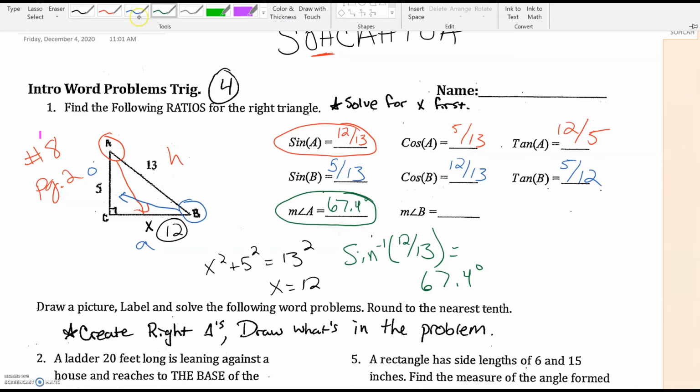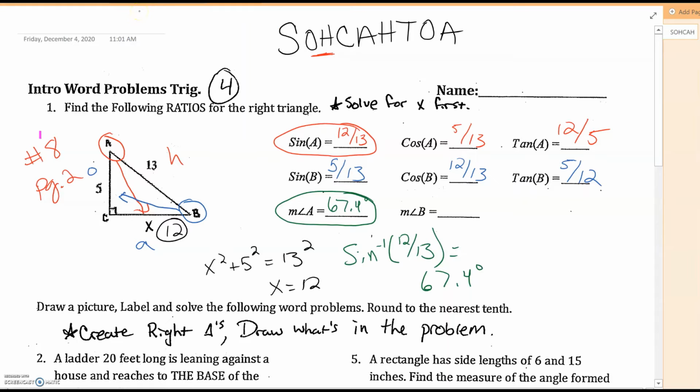Now if I need angle B, I can use any of these that have angle B in them. So maybe I do sine inverse of 5 over 13, which would give me something like 22.6. Which should make sense because these two need to add up to 90 degrees.